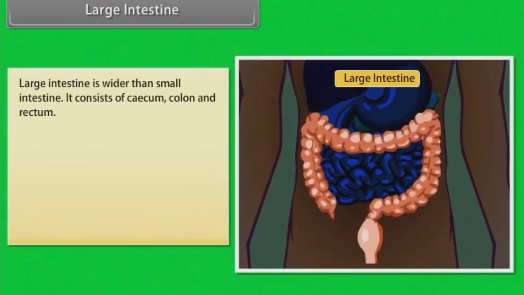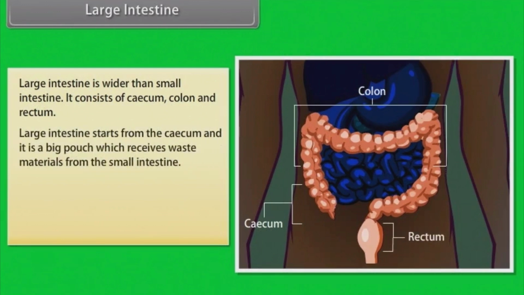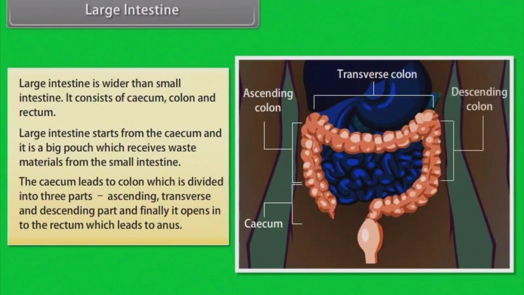Large intestine. The large intestine is wider than the small intestine. It consists of caecum, colon and rectum. The large intestine starts from the caecum, a big pouch which receives waste materials from the small intestine. The caecum leads to the colon, which is divided into 3 parts: ascending, transverse and descending part, and finally it opens into the rectum, which leads to the anus.